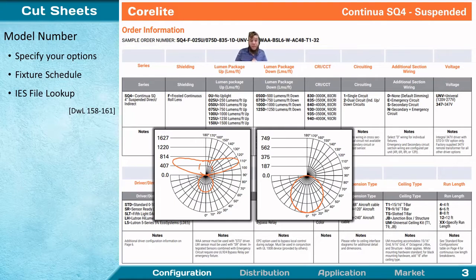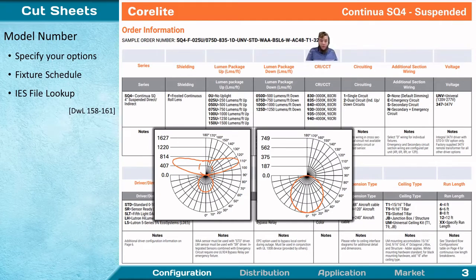In this case, it's a fairly classic batwing distribution, which means it's going to push light hard out to the sides so that it can spread and cover as much of the ceiling as possible, even when it's fairly close to the ceiling. And of course, over to my right, we have the downlight lumen package. So this is going to describe the distribution coming out of the bottom of the luminaire. And again, here's an example of an ISO candela plot, in this case for a downlight only lumen package in this luminaire.